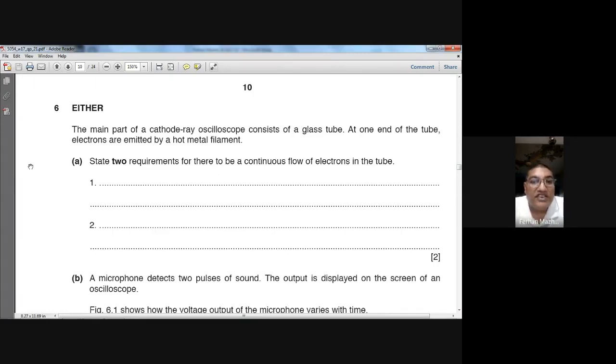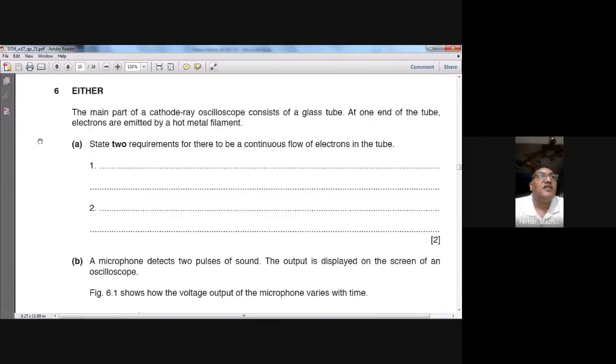You want to attempt the first portion of question 6, or you want to attempt the second portion of question number 6. But in this video, we will do both the parts. Question number 6: the main part of a cathode ray oscilloscope consists of a glass tube. At one end of the tube, electrons are emitted by a hot metal filament. We call this process thermionic emission.